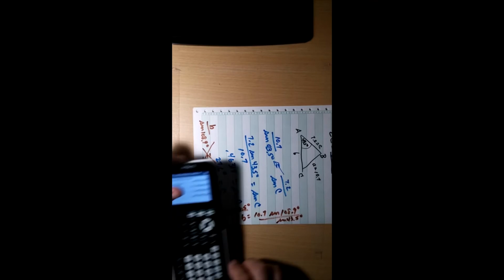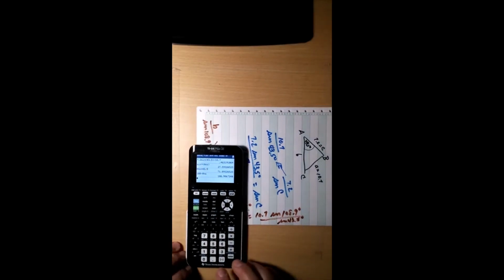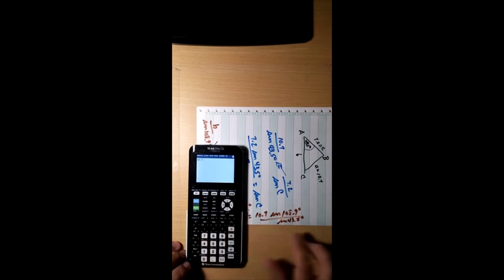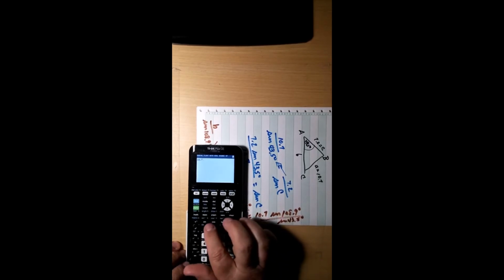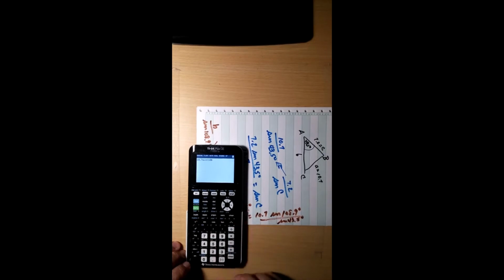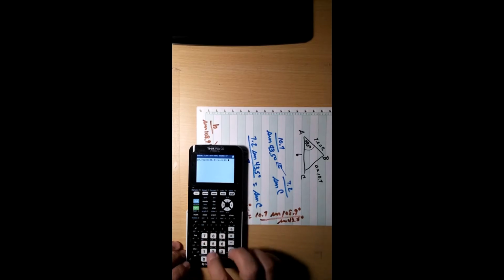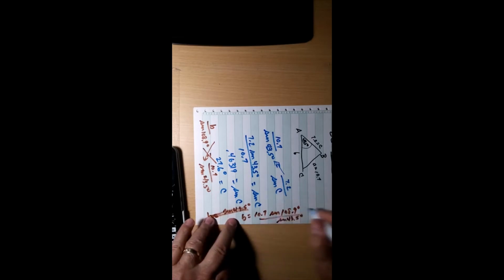Let's see what that gives us. So let's clear this out. 10.7 times the sine 108.9. Close that, divided by the sine of 43.5. And we get 14. Did they go to one decimal place here? Yes. So 14.7.